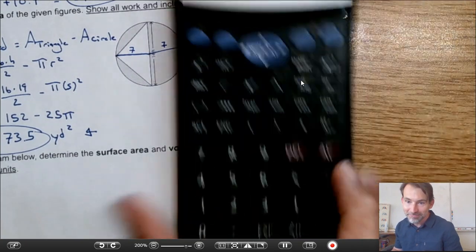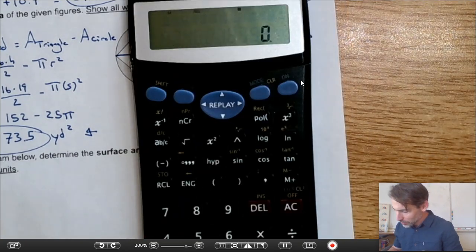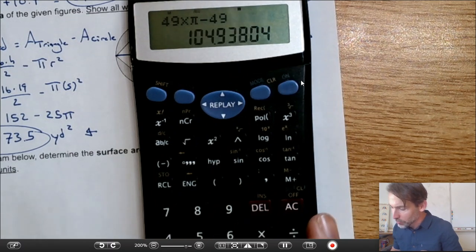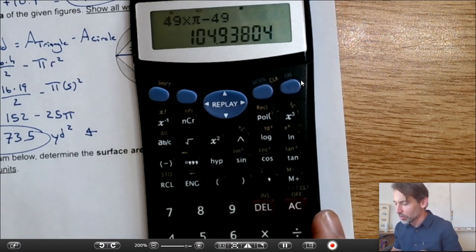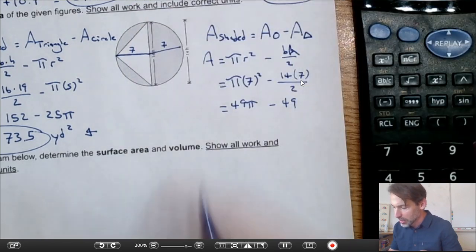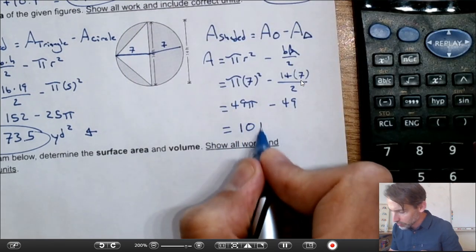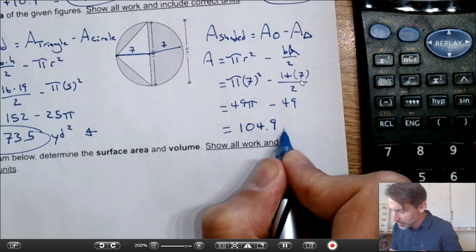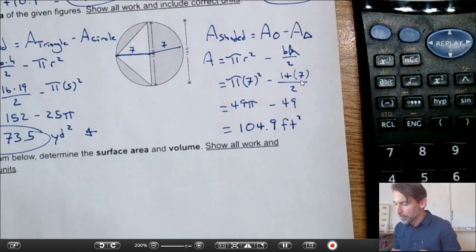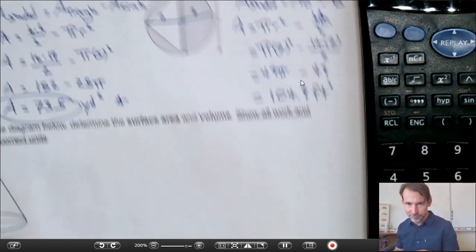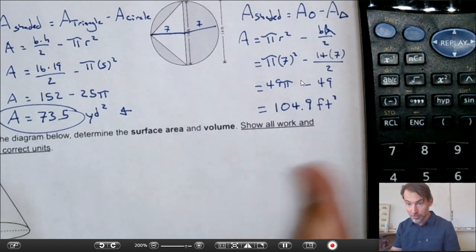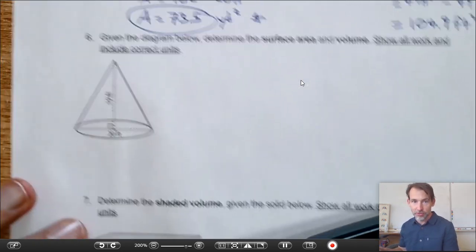Cool. 49 times pi minus 49 is equal to 104.938. So it's 104.9. Area is equal to 104.9 feet squared. Okay, we could go 105 feet squared. That would be fine too. If they tell you where to round, you should round there. But I'm just rounding a little bit extra.